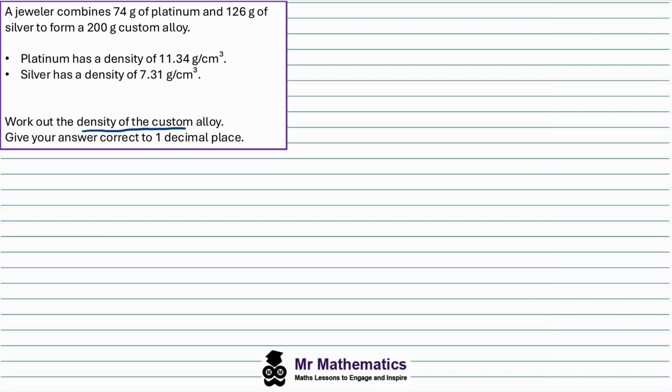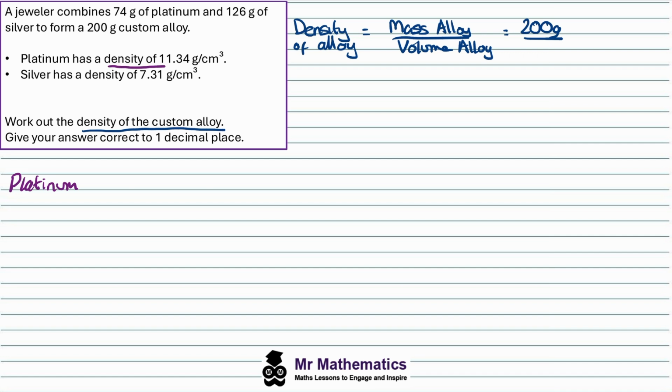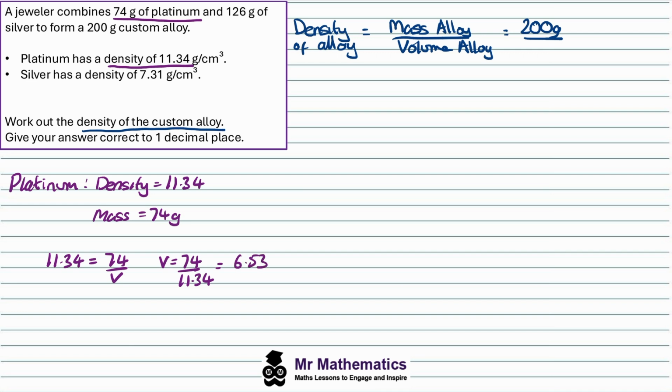So we need to find the density of a custom alloy. And this will be its mass divided by its volume. And we're given the total mass in the question as 200 grams. So again, all we need to work out is the total volume. So we need to work out the volume for platinum and the volume for silver. We know platinum has a density of 11.34 and a mass of 74 grams. So 11.34 density will equal the mass divided by the volume. So the volume will be 74 divided by the 11.34, the mass divided by the density. And this works out to be 6.53 centimeters cubed. So this is the volume of the platinum.